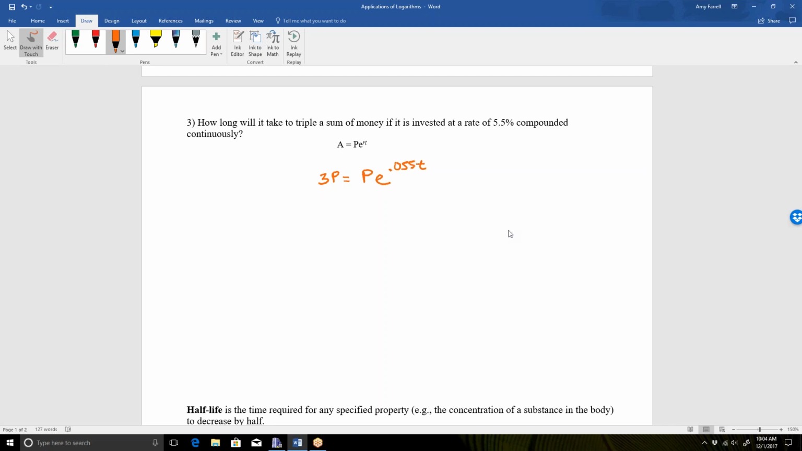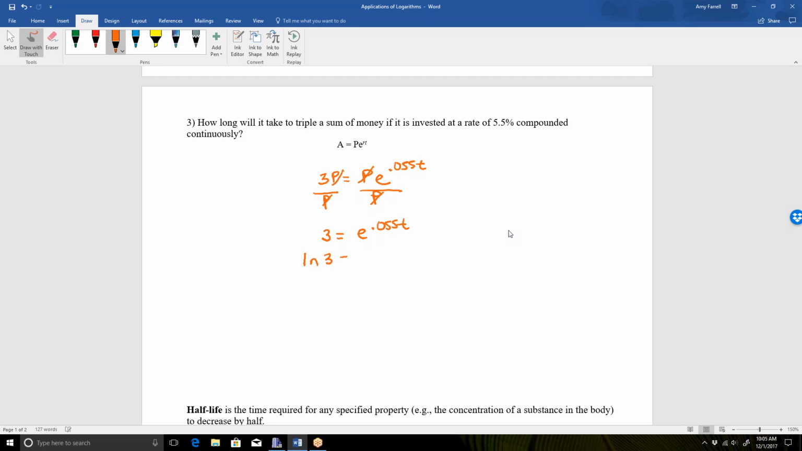Whatever the principal is, I'm going to take 3 times that and put that in for the ending amount, the A. So I'm going to go ahead and leave it as 3P equals P times e to this power here. But if you want to pick something like 1,000, that's fine. You just put 3,000 over here. Or you could pick 5,000 and then you put 15,000 over here. It really doesn't matter because no matter what, when we divide both sides of the equation by P, we're going to get a 3 over here. So like I said, it does not matter what you enter as your principal. When you divide both sides by that principal, you're going to get a 3.